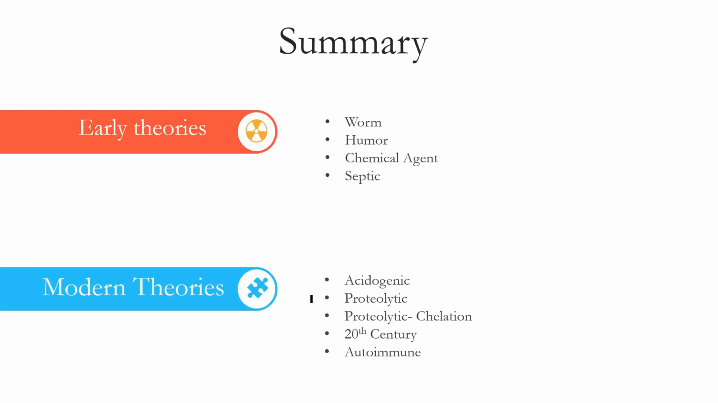And some of the modern theories we discussed were acidogenic theory, proteolytic theory, proteolytic chelation theory, theories by 20th century scientists, and the autoimmune theory. So according to the acidogenic theory, which was proposed by Miller, it basically said that it is a chemoparasitic process involving two steps, that is the initial demineralization of the inorganic component followed by dissolution of the organic component, which pretty much stands true till today.